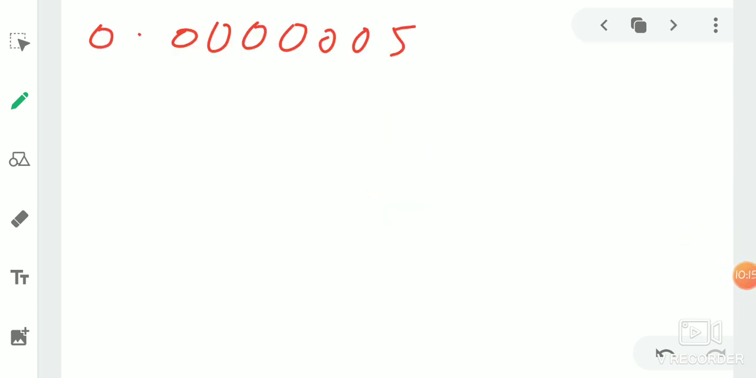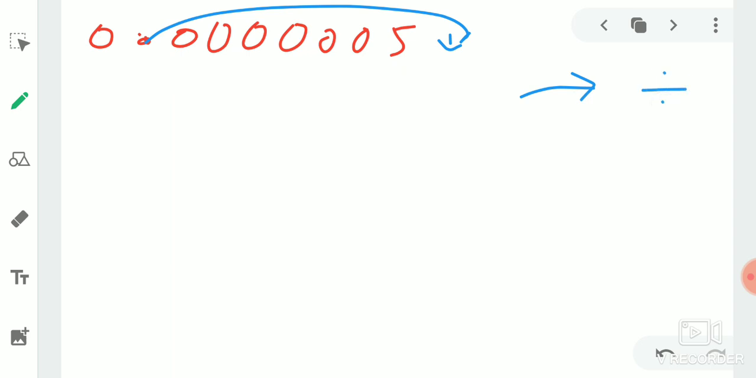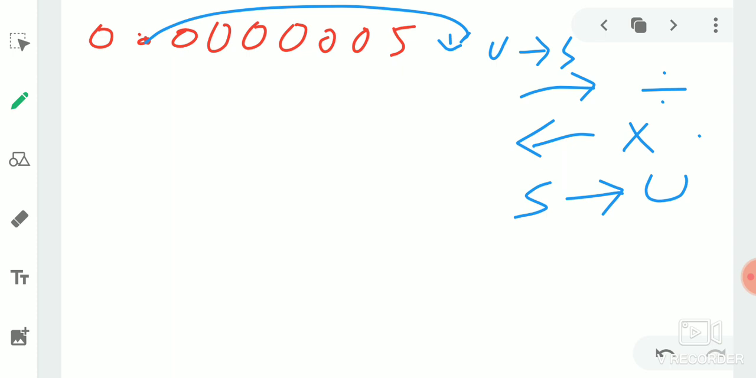Next question is this. We have to bring this point here, after 5. When we make a right shift, we have to divide. When we have the usual form and we have to convert it into the standard form, we do division for the right shift, and if we have the left shift, we do multiplication. If we have standard form to be converted into the usual form, for right shift we multiply and for left shift we divide, the opposite of this.